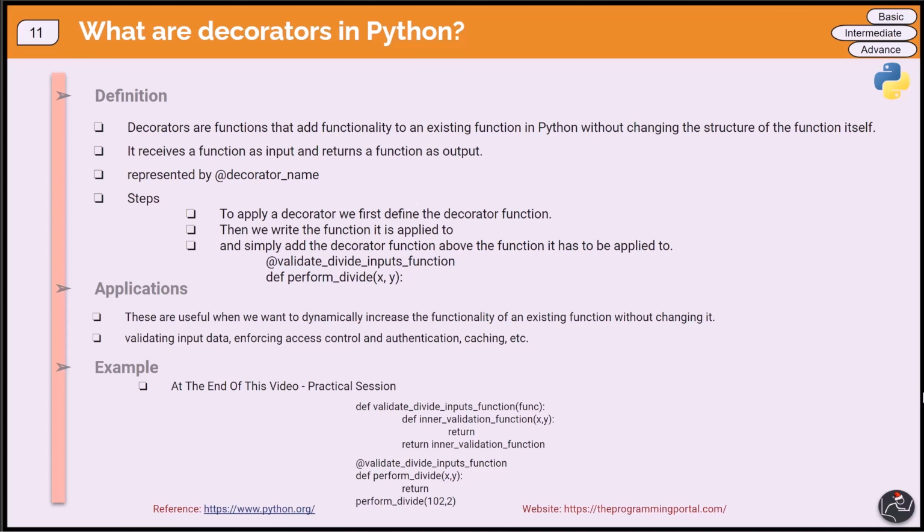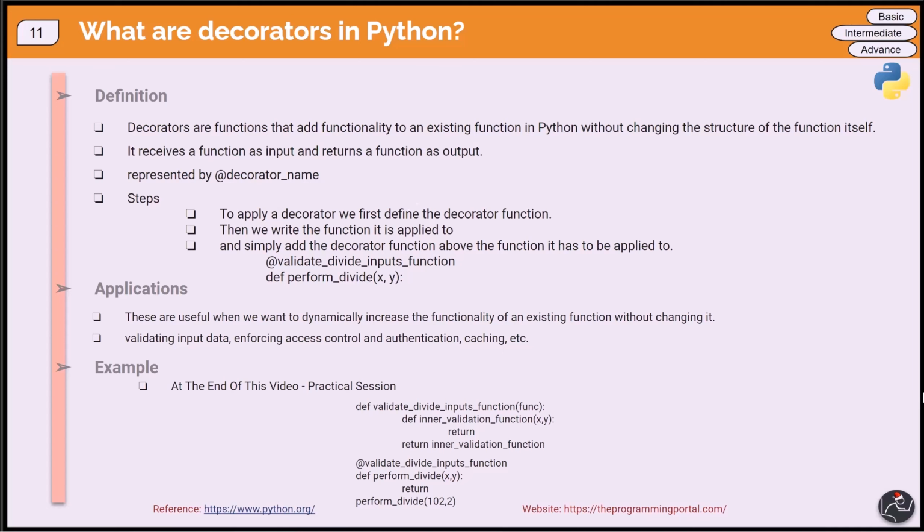So we'll keep input validation separately in some other function and map that validation function to the existing divide function in some way. So in a decorator, what do we do? We write a different validation function which will accept a function as input and return a function as output. It will also have an inner function in it. Then we decorate the existing divide function with the validation function using the @ symbol. Now when we call the divide function, first our decorator function will get called, and based on the validation check, we can either return an error if validation fails, or if it succeeds then we perform the divide.